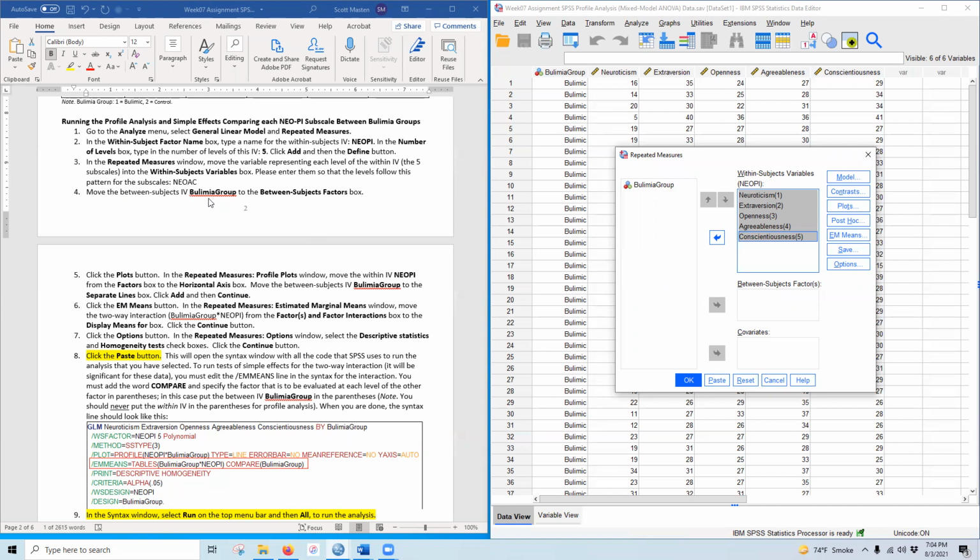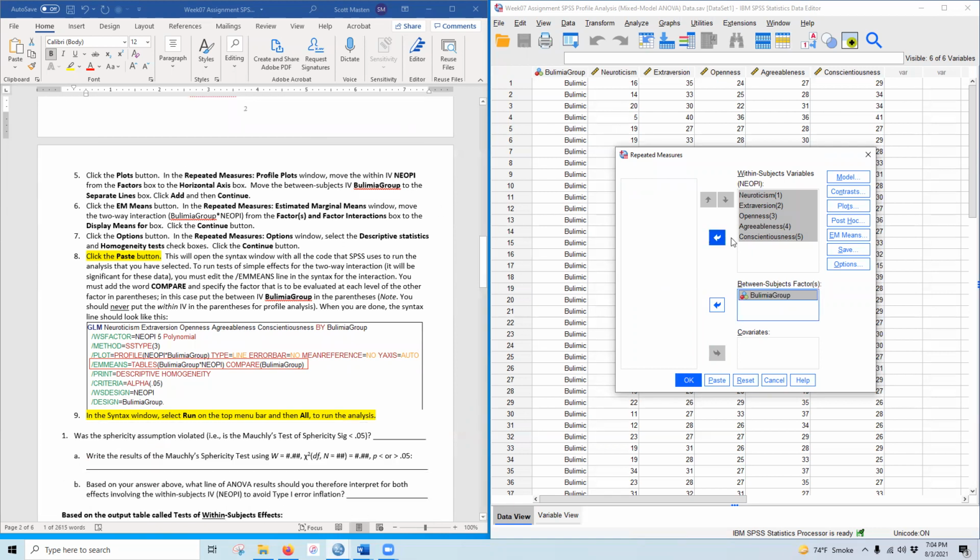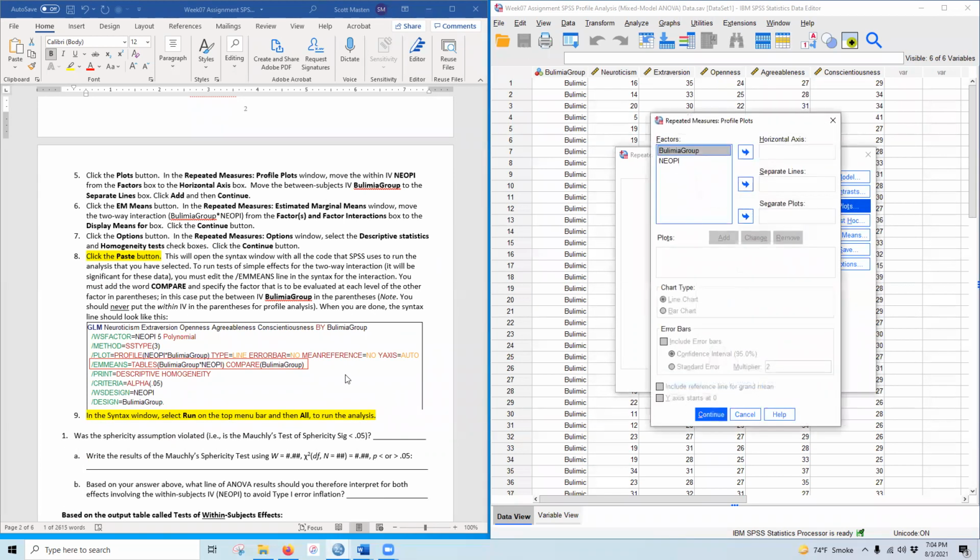So where are we at? We take the bulimia group and put it in the between subjects factor box. Now we're going to get some options. This is a between subjects 2 level, within subjects 5 level design. I tell you to click Plots, and move the within IV NEO-PI from the factors box to the horizontal axis, and the bulimia group, which is the between subjects variable, as separate lines. Make sure you click Add and then Continue.